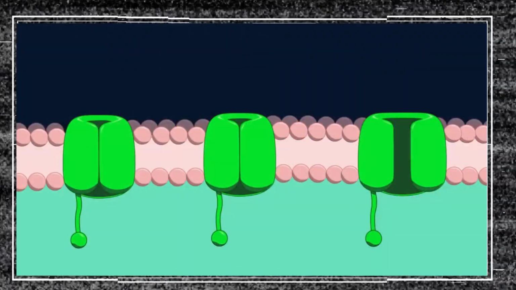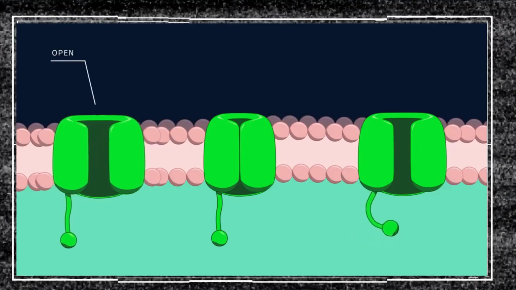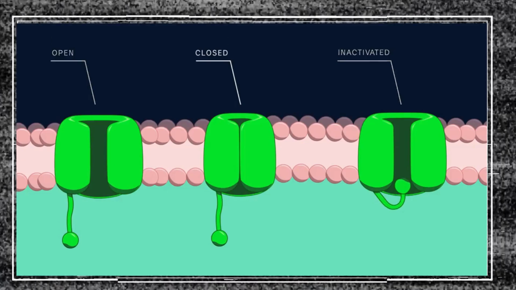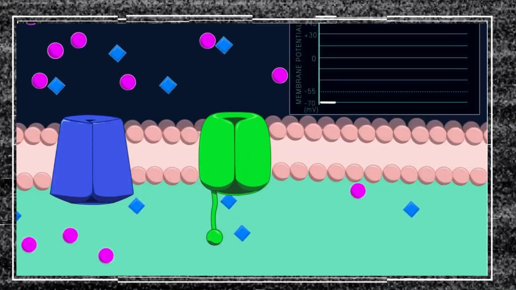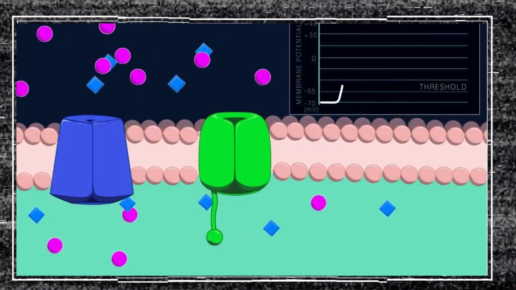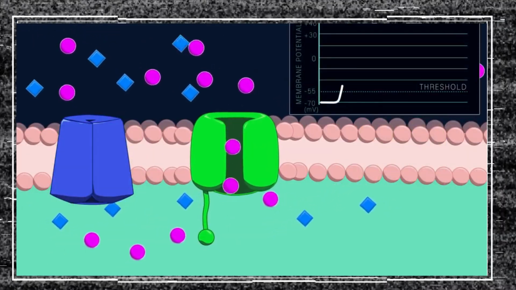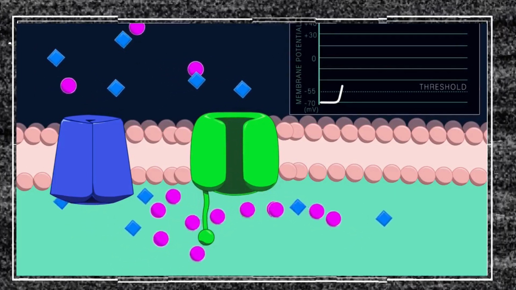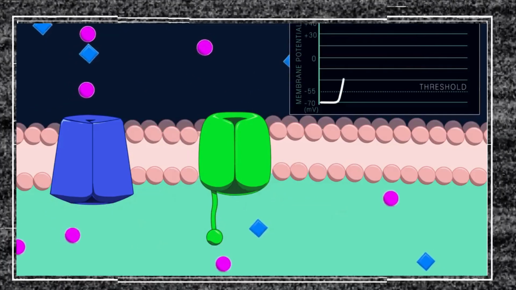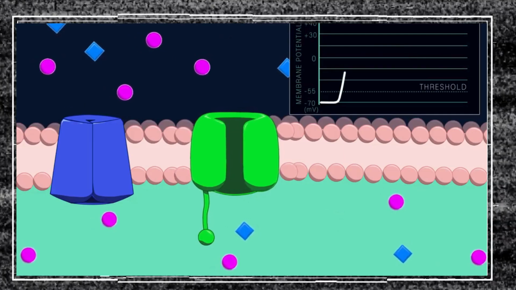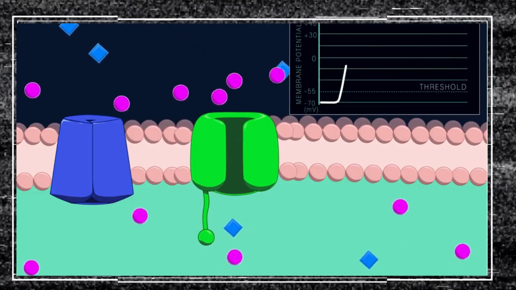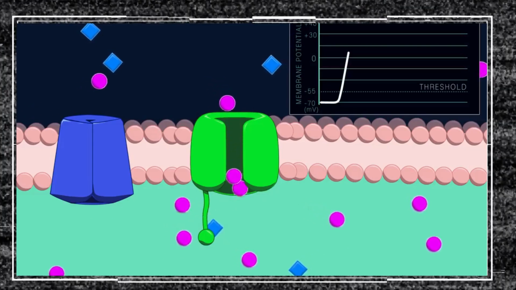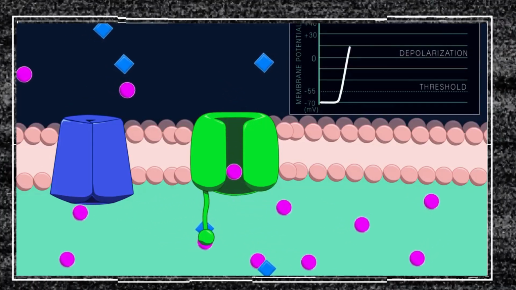Voltage-gated sodium channels have 3 states: open, closed, and inactivated. At rest, the sodium channel is closed. Once the cell membrane reaches the threshold voltage, the channel changes to an open position and sodium rushes into the cell because of the electrochemical gradient. As positive sodium ions enter the cell, the membrane potential becomes less negative and more positive as it approaches 0 millivolts. This is called depolarization.